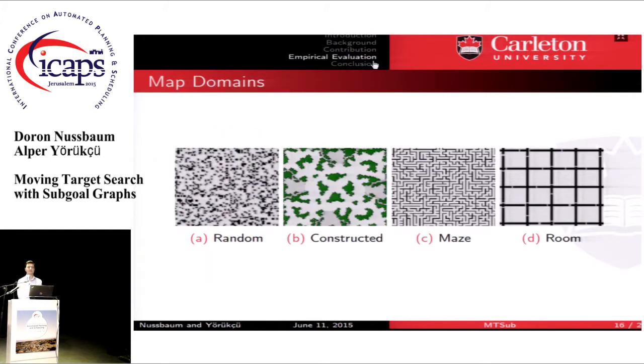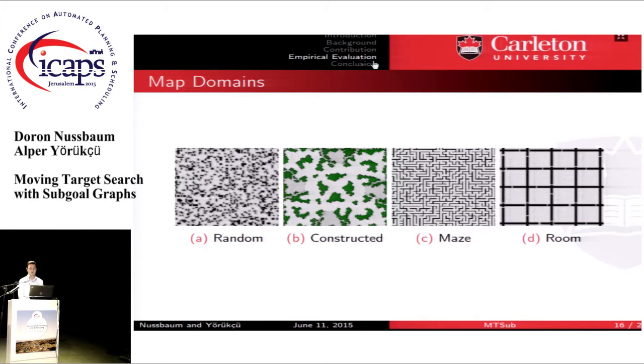In random maps, we have random obstacles all over the place. As the previous talk mentioned, our environment abstraction technique is not particularly good in these environments. And we have constructed maps. We obtained these maps from video games. They are a good representation of the real world.